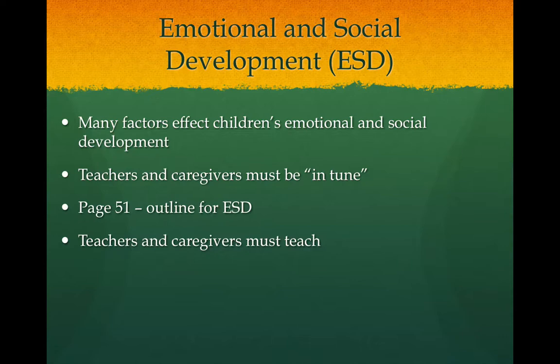A number of factors affect children's emotional and social development. Now, some of these factors are a child's temperament, a child's unique ability level, their home environment, home language, and even the family's culture. Teachers and caregivers must be in tune with each child as an individual in order to adequately and fully support children's emotional and social development.